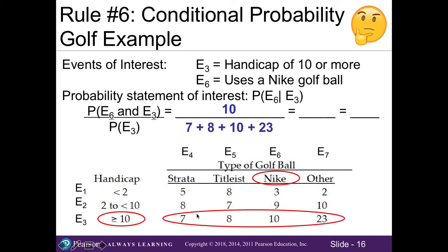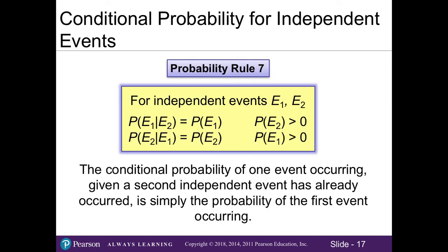So I'll add 7, 8, 10, and 23. That gives me 10 over 48. So the probability that someone will choose a Nike golf ball, given that they have a handicap of 10 or more, is 0.21. So probability rule number 7 is the conditional probability for independent events.